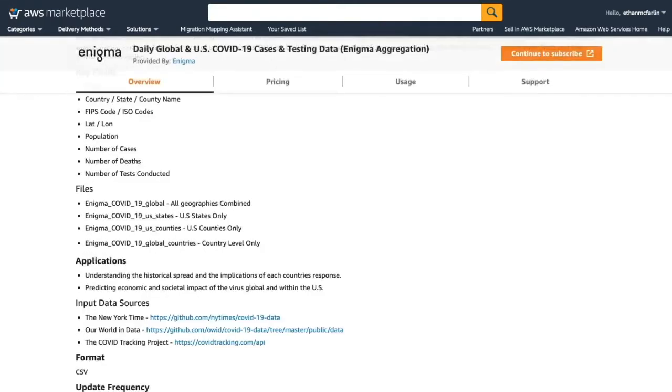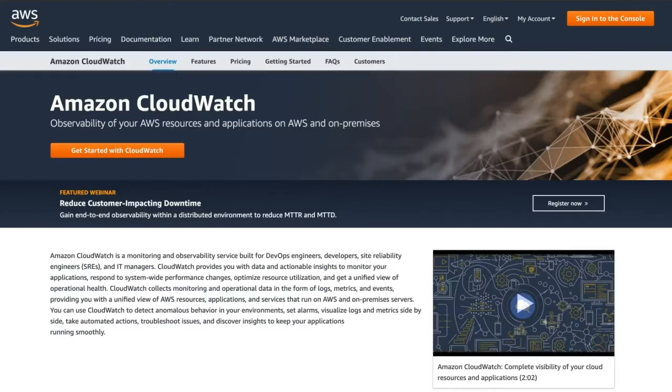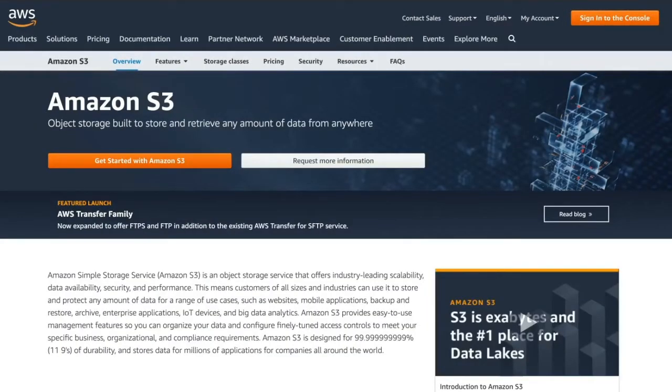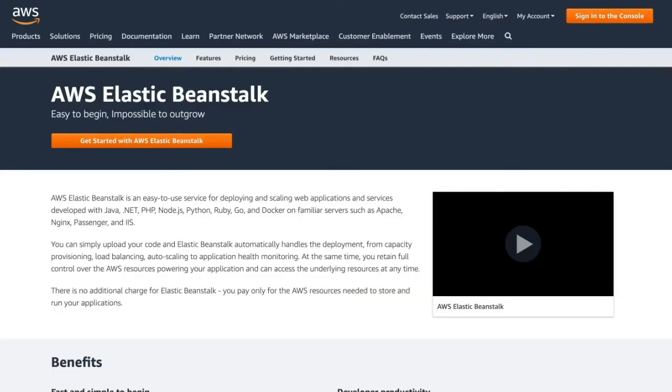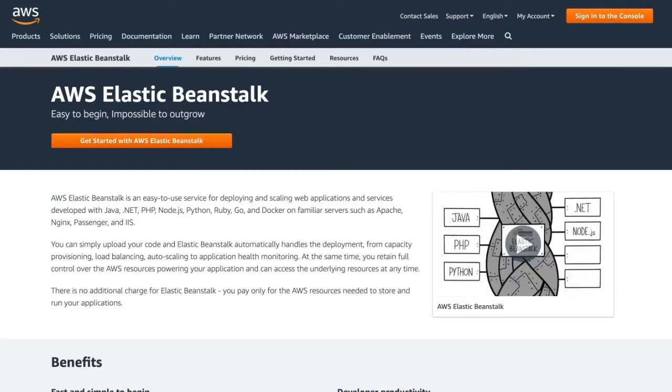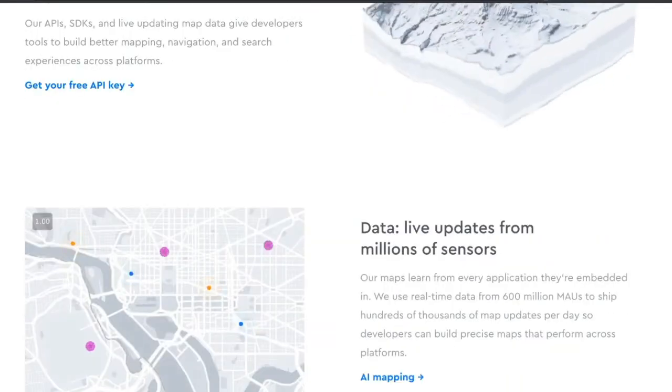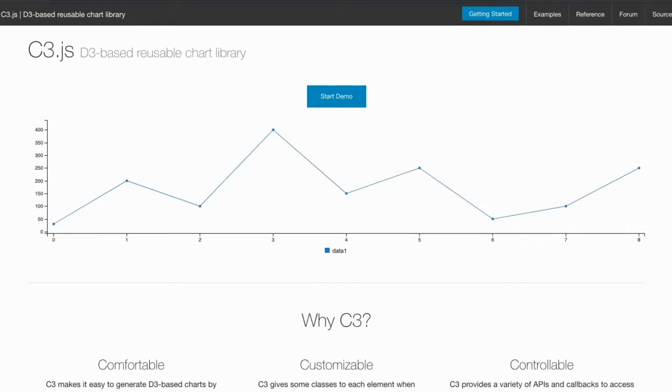We use AWS CloudWatch and Lambda to provide automated processing for the 400,000 lines of data we retrieve every day, which we store through S3 and deliver to the user through our Elastic Beanstalk server. The final visualization is then powered through Mapbox and C3.js. For a more intuitive viewing experience, we've used linear scaling to normalize our visualizations.